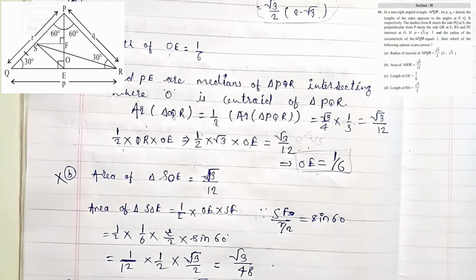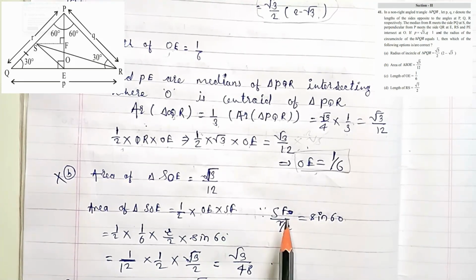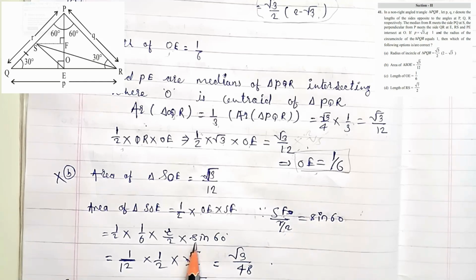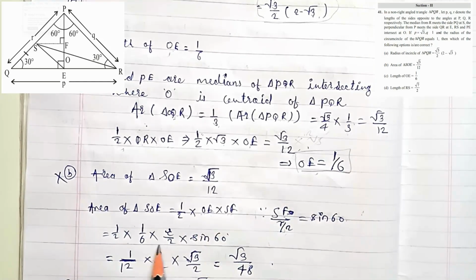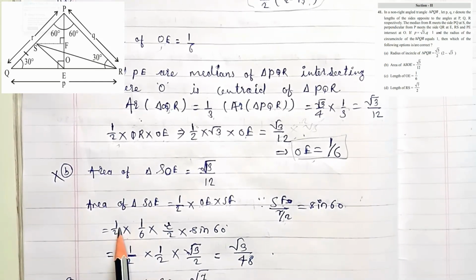Okay, so SF is the opposite side and R by 2 is the hypotenuse. Okay, sine 60 is equal to SF upon R by 2. We want the value of SF, that means sine 60 into R by 2. Okay, R is 1, that means sine 60 into R by 2 is equal to 1/2 as it is, and OE is 1 by 6. Substitute all these values here. Okay, so 1 by 6 into 1 by 2 is 1 by 12.